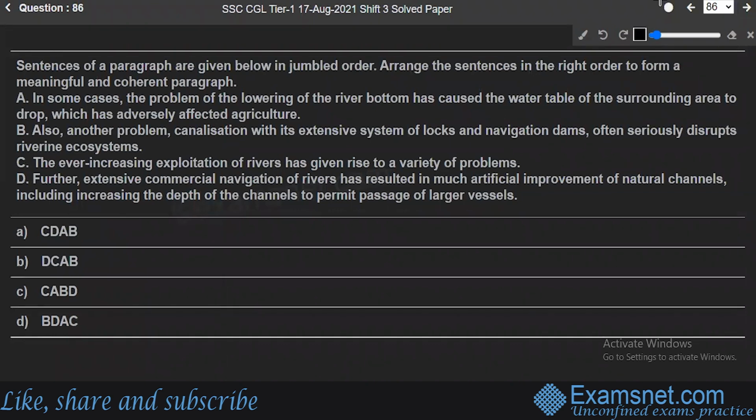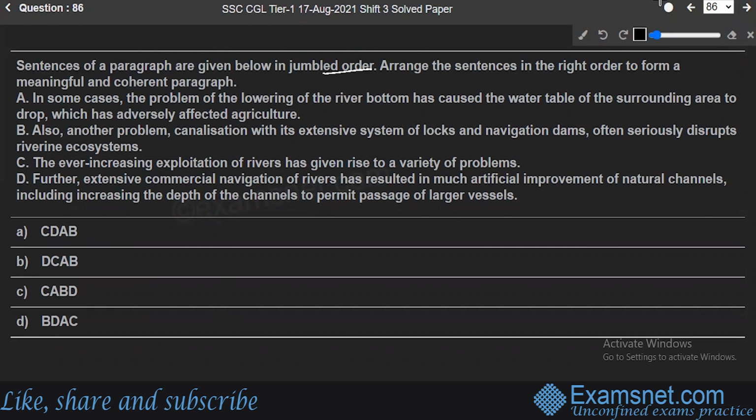Question number 86 says sentences of the paragraph are given below in a jumbled order. So this is a para jumbled question for you. Arrange the sentences in the right order to form a meaningful and coherent paragraph. So let's read all the sentences first so that we can make a paragraph out of it.